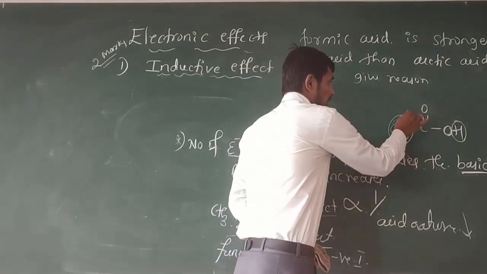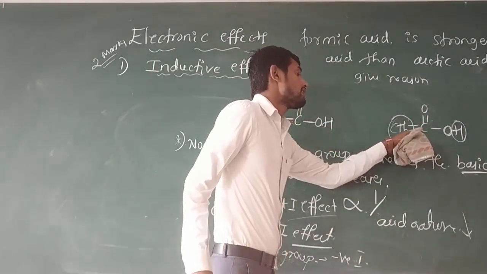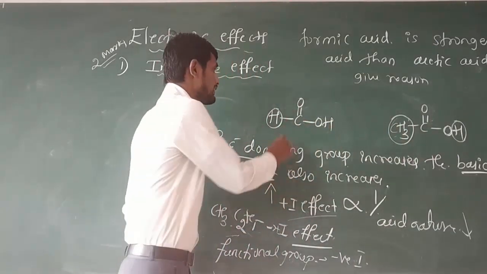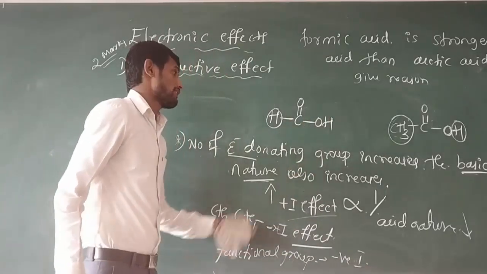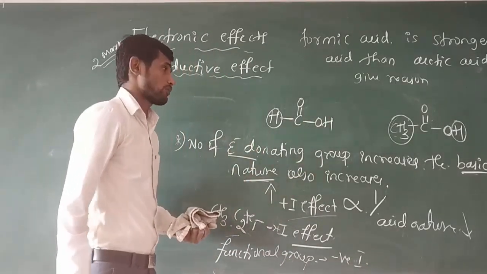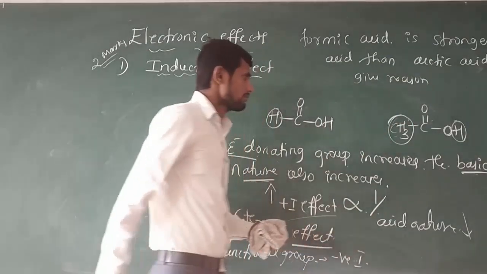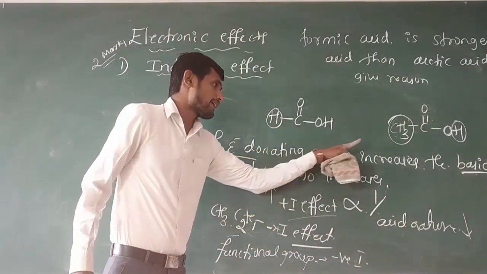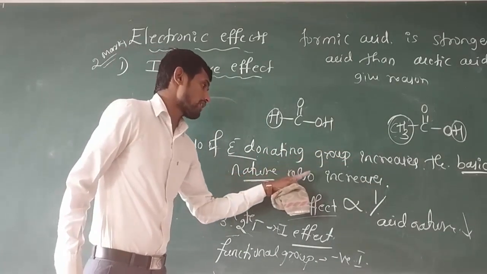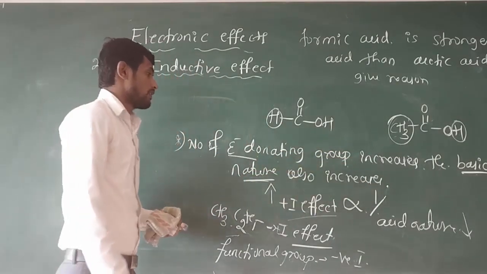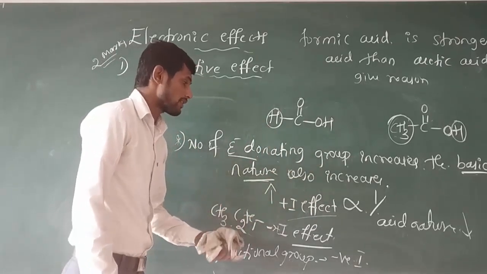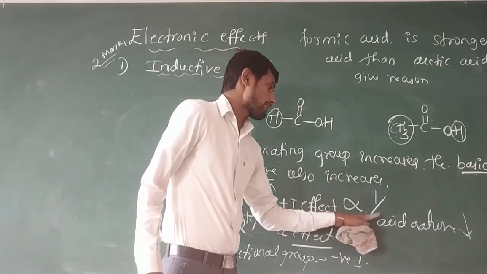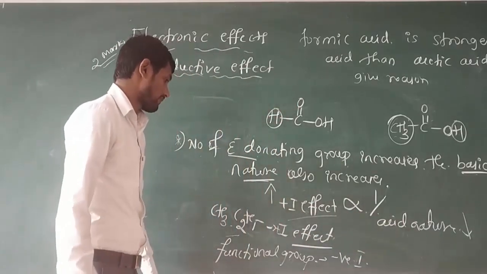Therefore it is a weak acid than this acid. Which one is it? Formic acid. But here this type of process does not take place. Here there is no electron donating group like methyl, etc. Yes. Here remember, number of electron donating groups increases, basic nature also increases. Automatically acidic nature decreases. And positive inductive effect is inversely proportional to the acidic nature.